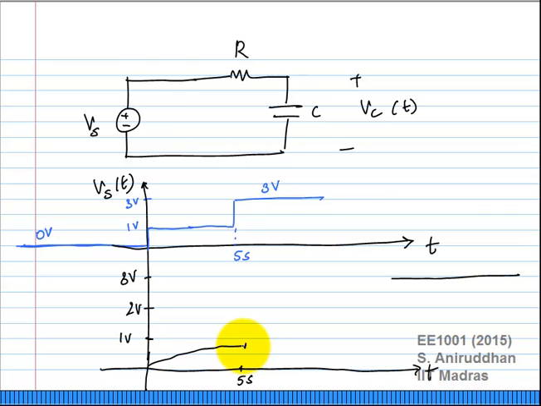For that portion, the final voltage is 3 volts. So it will have some behavior like this. If left to its own, it would have asymptotically gone to 1 volt. If you did not apply a new forcing function, it would have just gone to 1 volt. But now you are changing the forcing function to 3 volts, it will do this. Any questions?